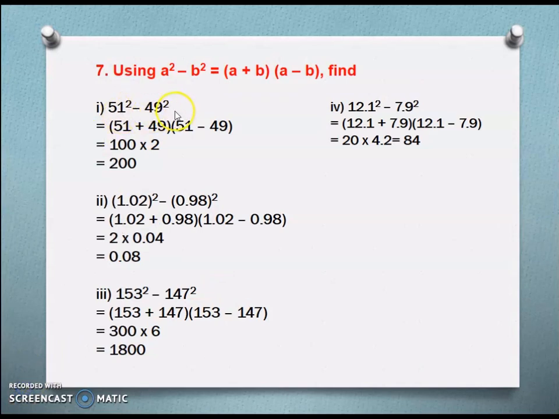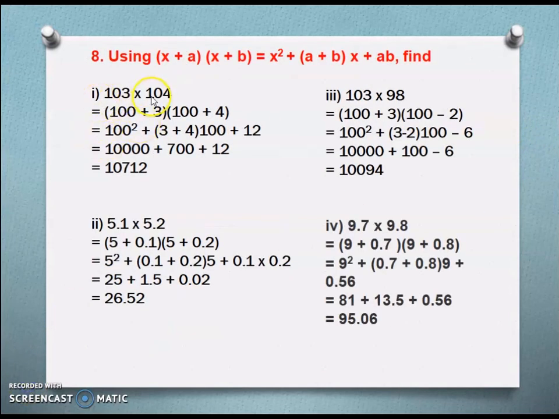51 square minus 49 square. If you are finding like this difference of the squares of two numbers, then you can use the identity a plus b into a minus b. So 51 plus 49 into 51 minus 49. This way you can write it. Same way all others have been done. 1.02 square minus 0.98 square. So 1.02 plus 0.98 into 1.02 minus 0.98. So same identity has been used in all the sums.